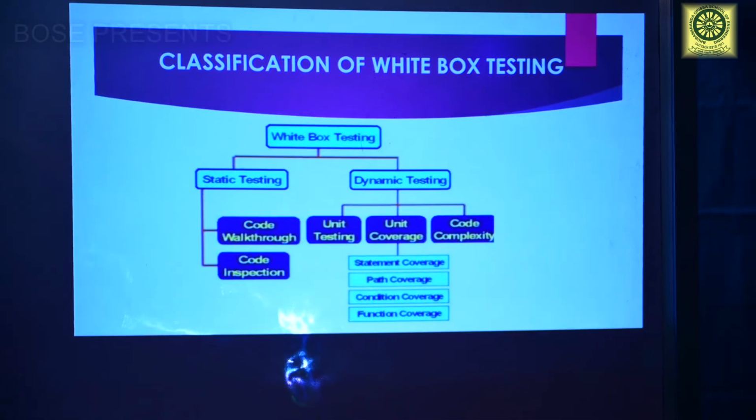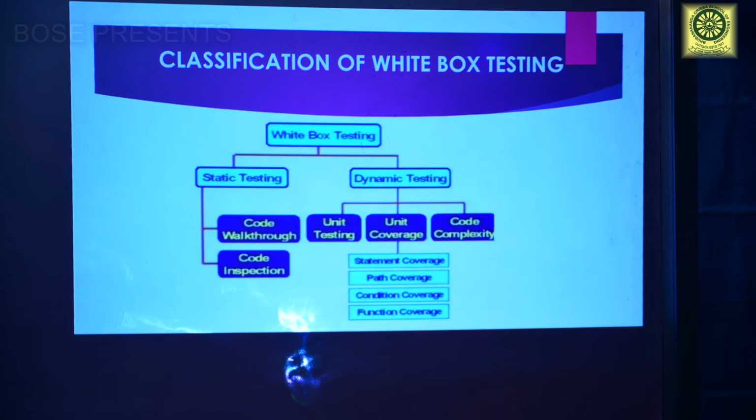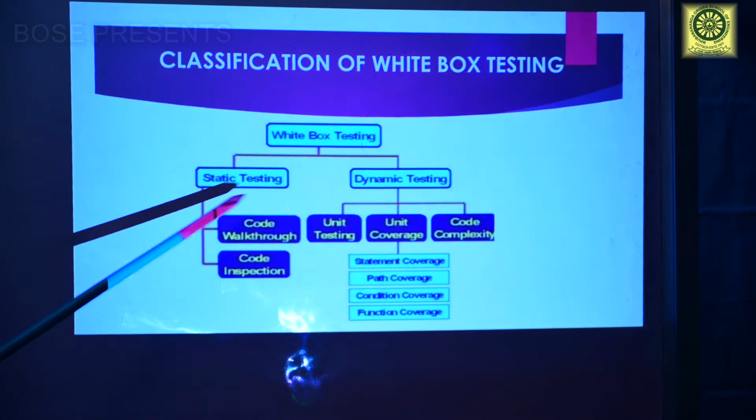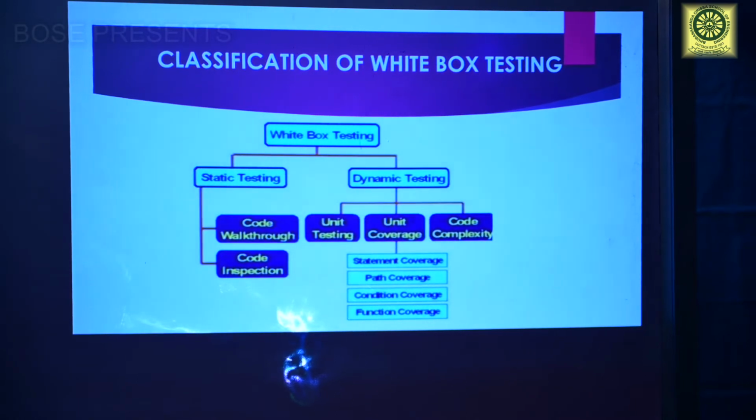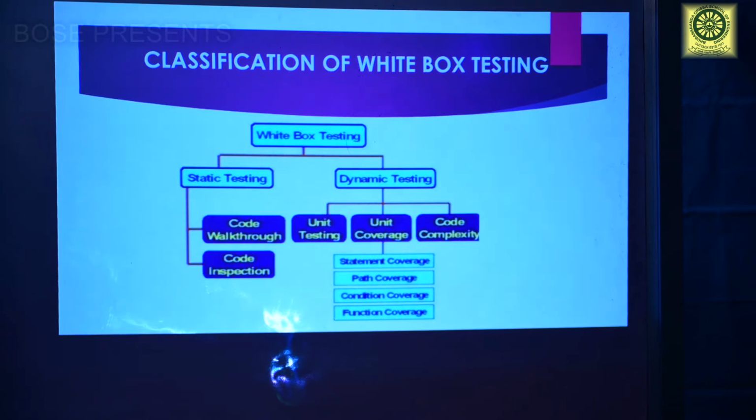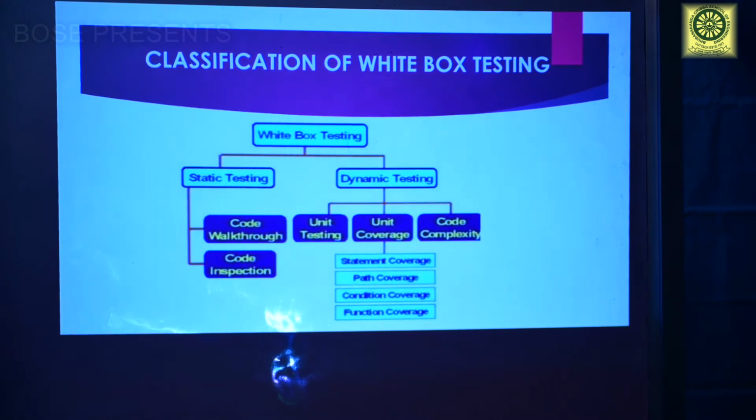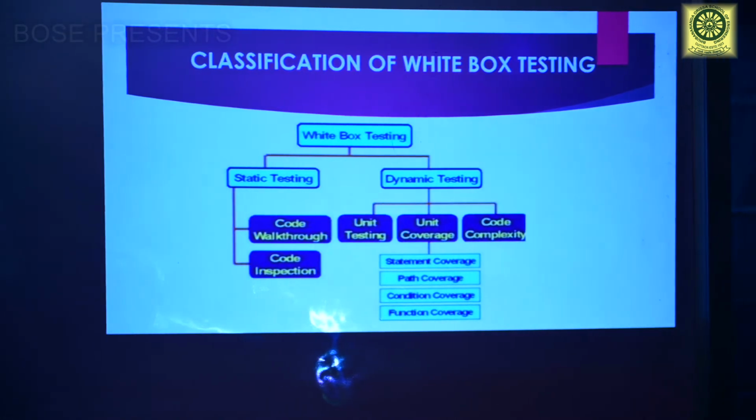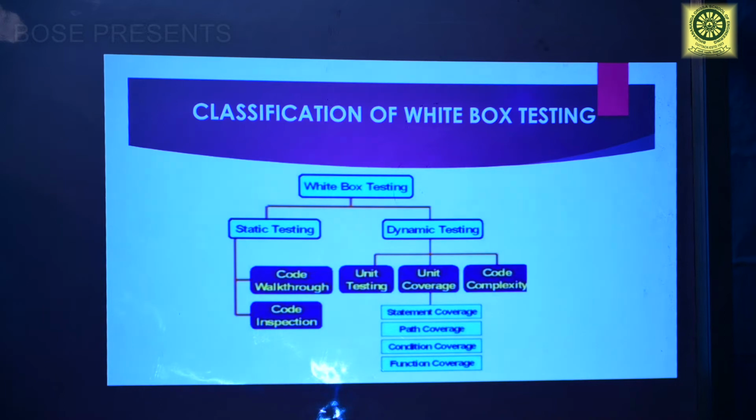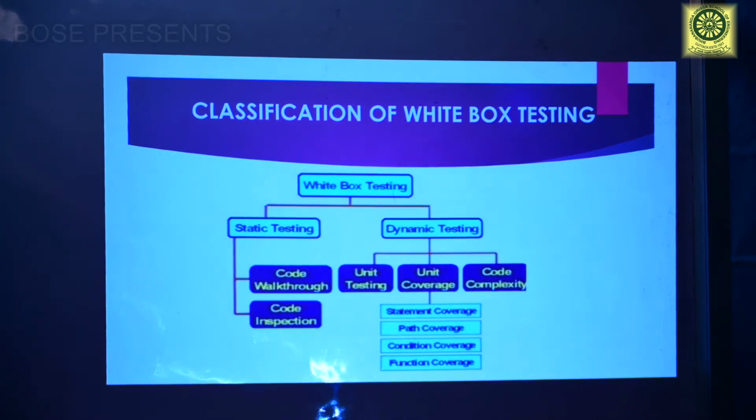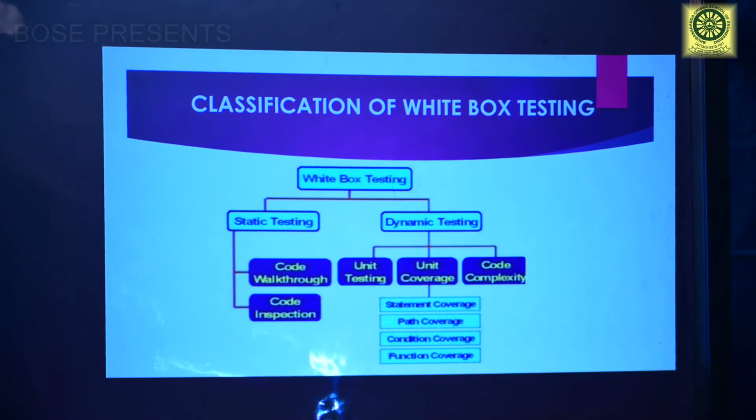So I have given a classification of white box testing here on the screen. White box testing is divided into two different kinds of testing. One is called static testing and the other is called dynamic testing. In static testing there are two things, code walkthrough and code inspection. And in dynamic testing there are three things. One is unit testing, the other is unit coverage and code complexity. And unit coverage covers four things: statement coverage, path coverage, condition coverage and function coverage.